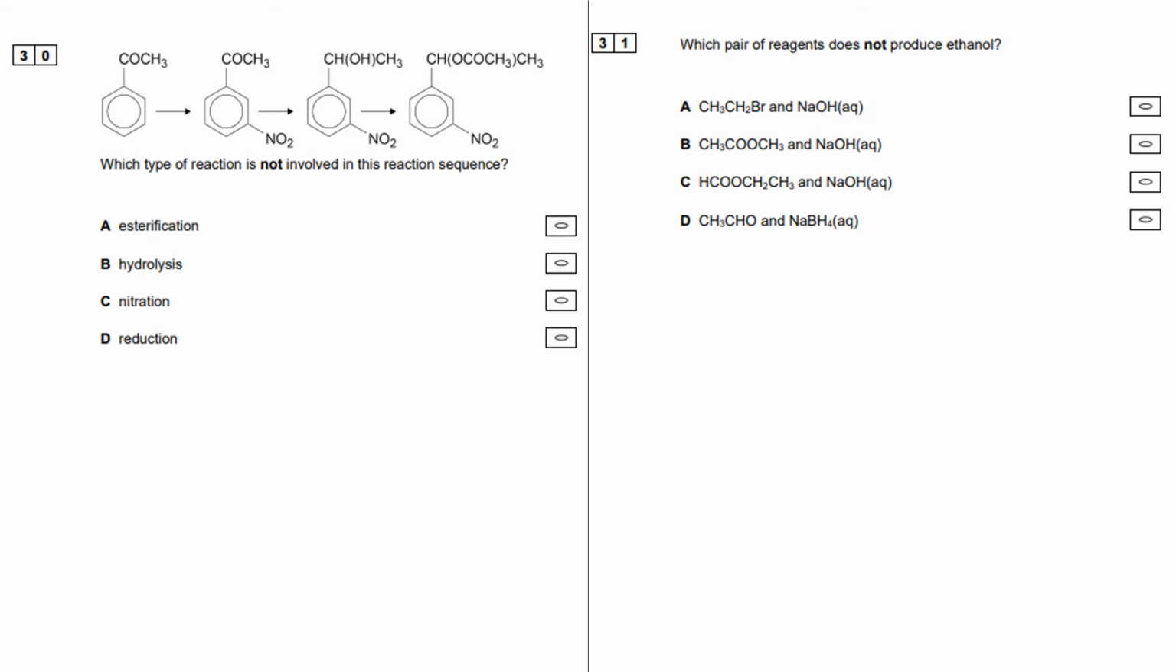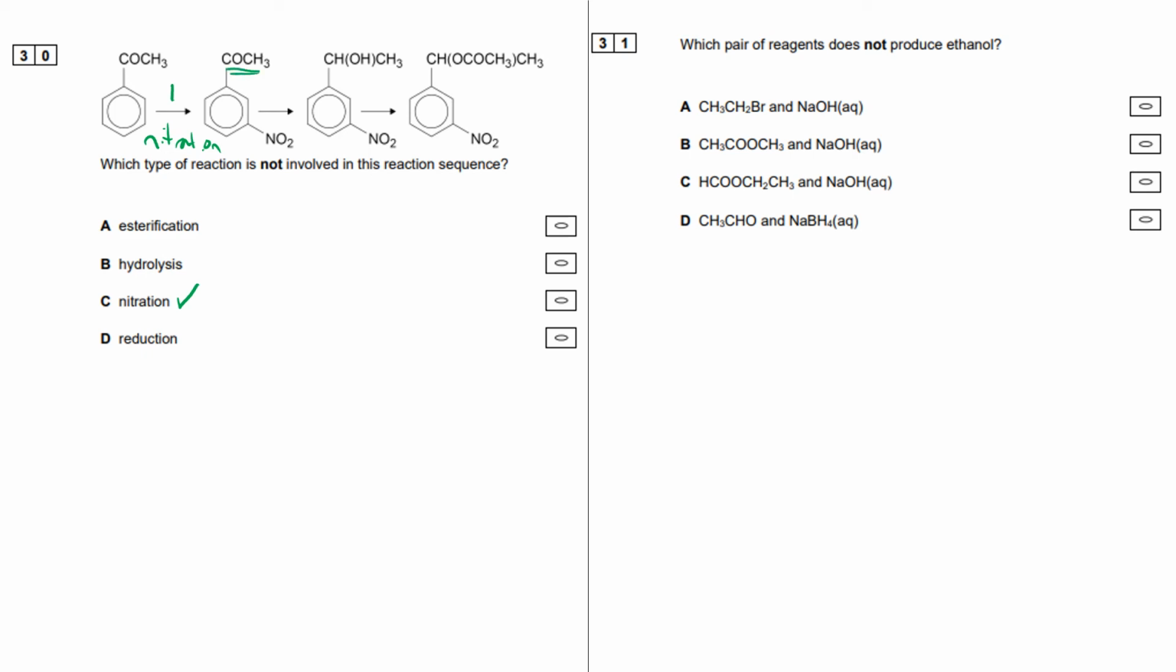Question 30. Which type of reaction is not involved in this reaction sequence? So going across each of these, I'll just talk through the type of reaction. So you have a benzene ring for step 1. You're adding an NO2 group. So that is a nitration reaction. Nitric acid is used in the nitration reaction with concentrated sulfuric acid. So nitration is involved in this reaction sequence.